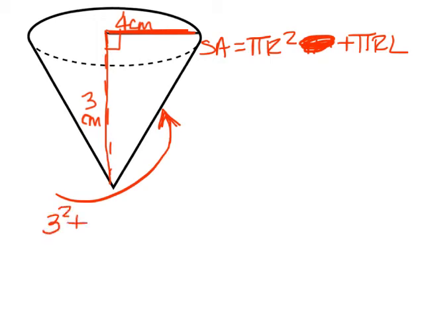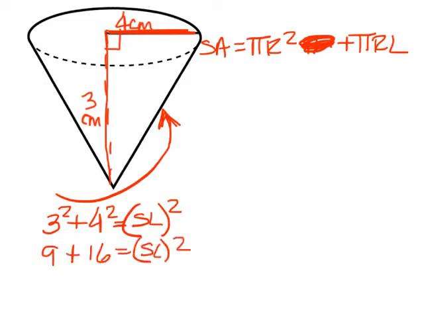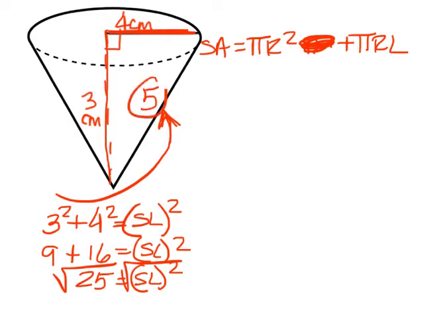So it's 3 squared plus 4 squared equals the slant height squared. So we'll just put slant as SL and squared. So that's 9 plus 16 equals slant height squared. 25 equals the slant height squared, and to find out what the slant height is, you have to find the square root of both sides. And when you do that, the answer should be 5 for the slant height. Once you have that, you go back in and find the surface area of the cone.